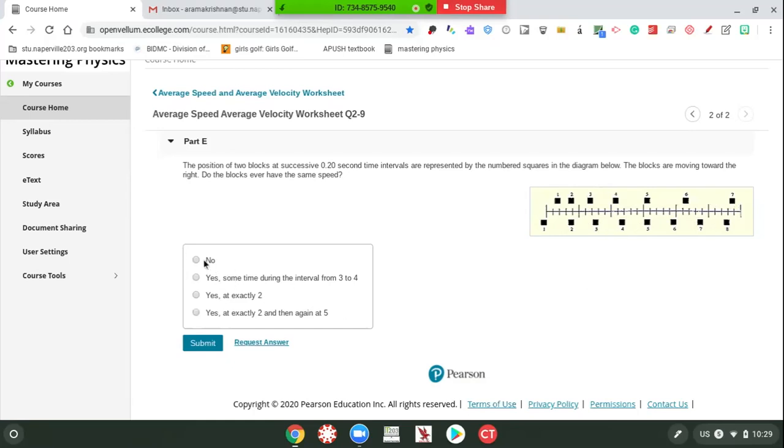So no. What are the other options? Yes, sometime during. This could be true. But not what I thought. Yeah, because see here it is traveling 1, 2, 3, 4 divisions, right? 4 divisions in that 0.2 seconds. So here also 1, 2, 3. Suppose you take 3 and 4. It's 1, 2, 3, 4. Yeah, the 3, 4 interval is the same as the interval of these bottom ones. So for some time, during interval 3 and 4, the speed is matching with these bottom ones.